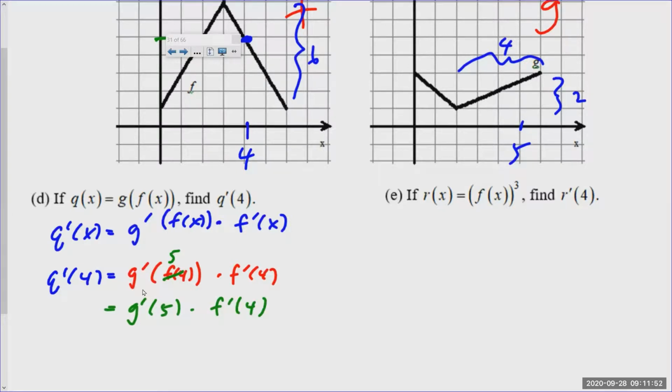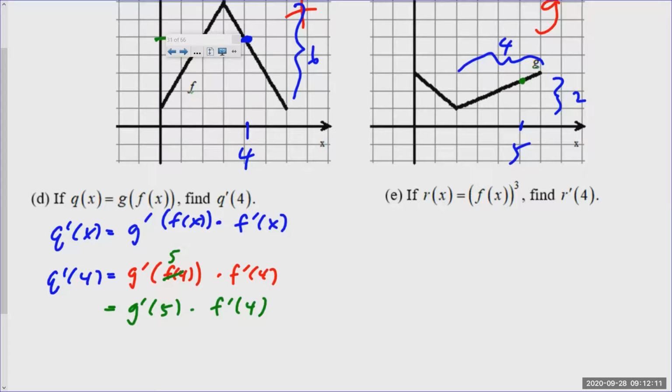You guys good with that? It's not a multiplication here. This is plug in the 5 into your G prime. So to get G prime, go to your G graph. Here's my 5. And how do I get G prime? It's the slope. You guys good? So I get the slope right here at 5 of your G graph.